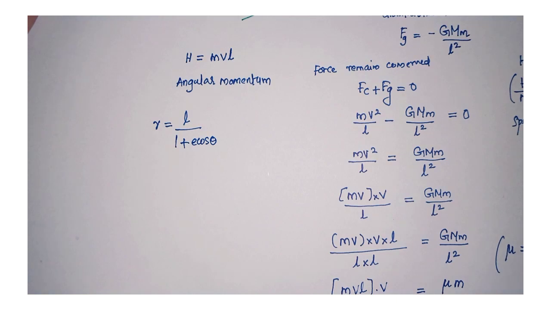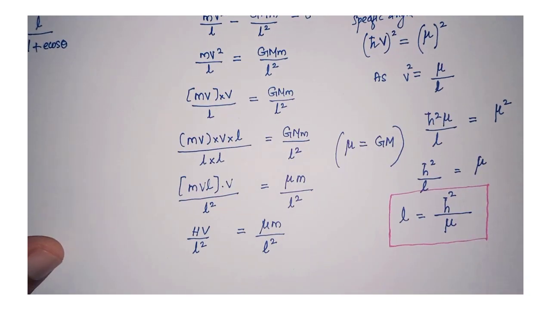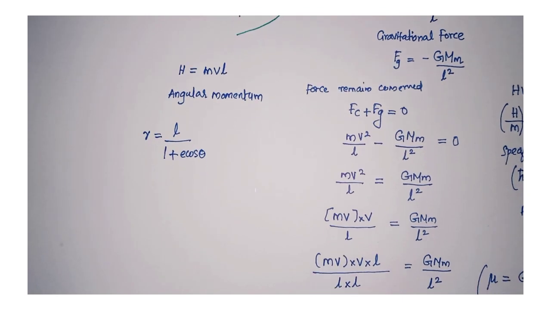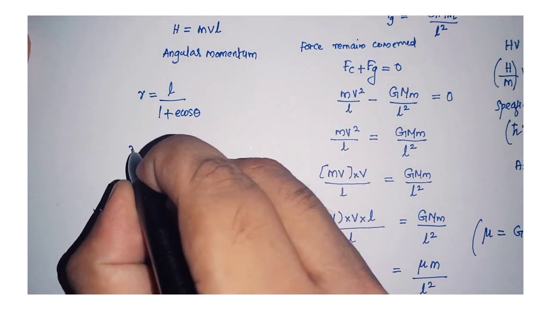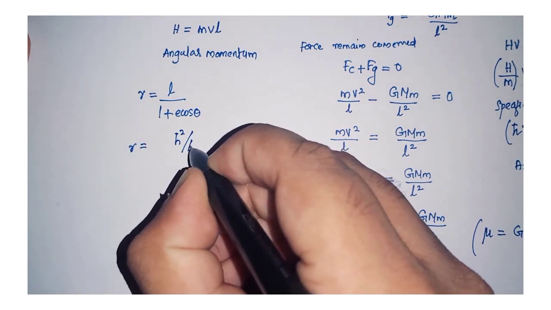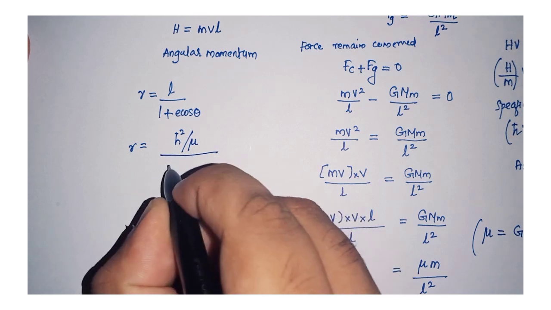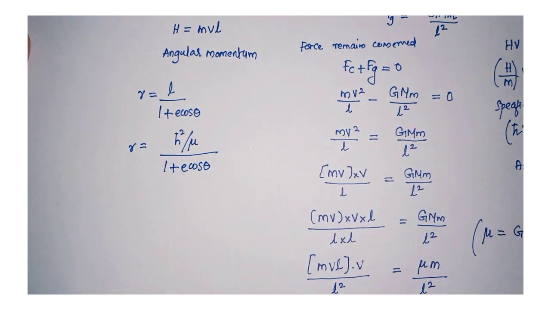Okay, now I can write the L value. As we know, the L value is actually h square by mu. The same expression I can substitute over here, and I get h cap square divided by mu divided by 1 plus e cos theta, which is a very, very important relationship in terms of angular momentum.